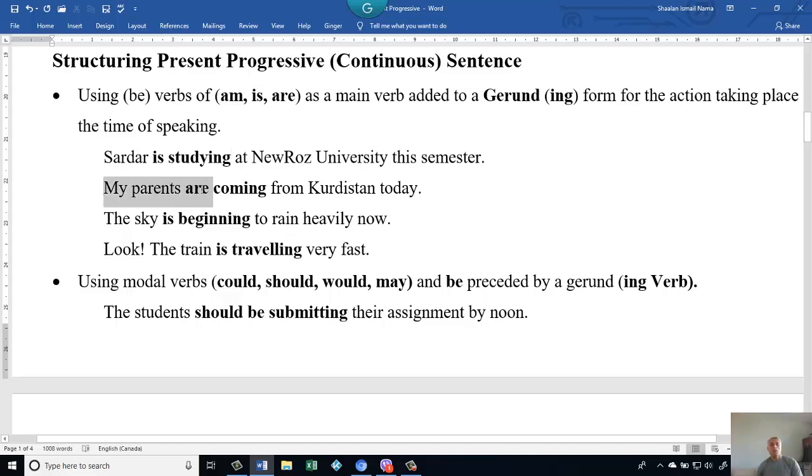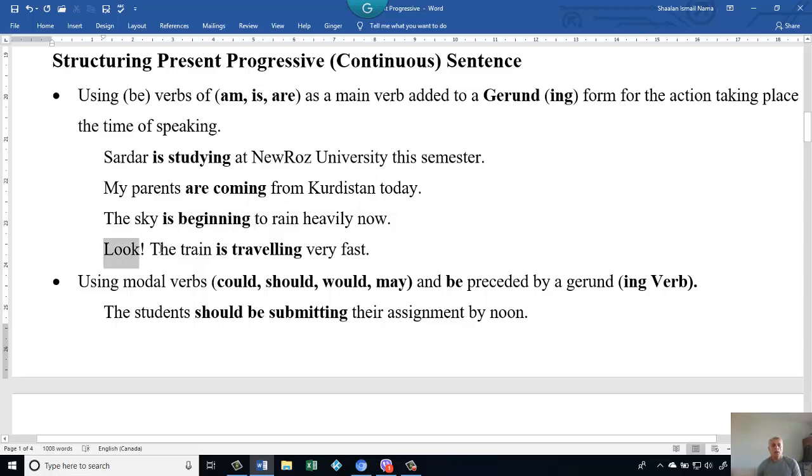Same thing here: my parents are coming from Kurdistan today. Then I have the subject, my parents, then I have the auxiliary verb or be verb working as the main verb. Then we have coming, here we call it a gerund, or sometimes a verb with ing form. Now it's okay. Then you go to the third sentence: the sky is beginning to rain heavily now. Here we have subject, verb, verb with ing form or gerund, then the rest or complement of the sentence.